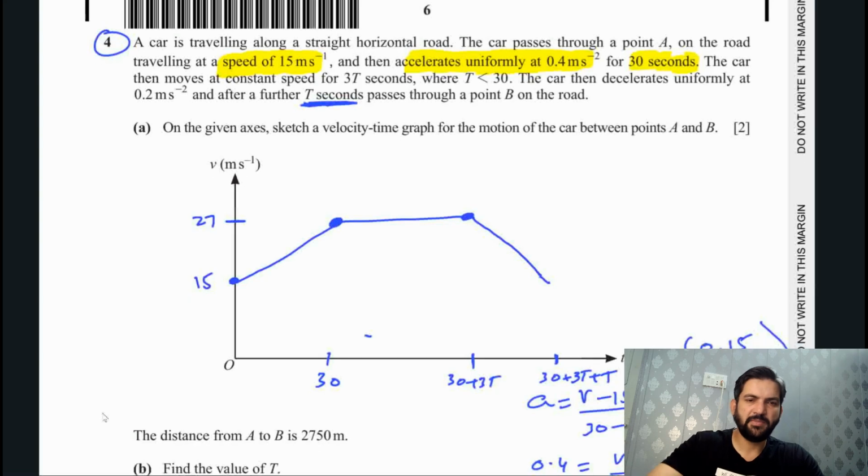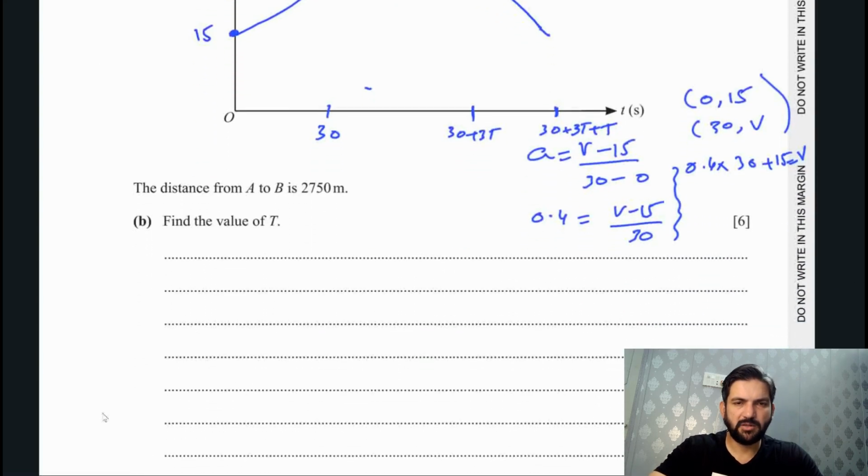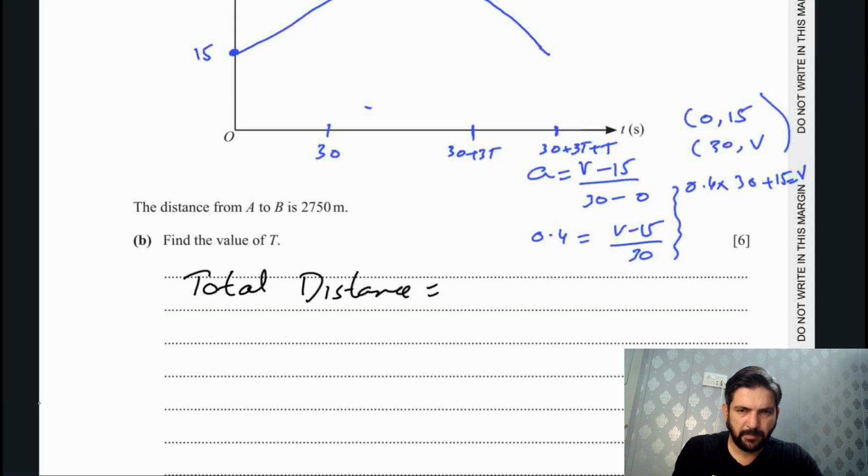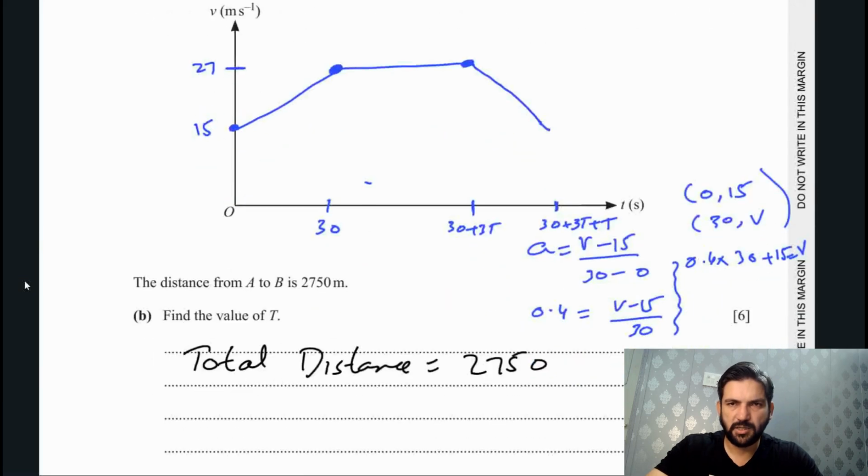The distance from A to B is this. Find the value of t. Now, how can you find the value of t? You know that the total distance is 2750. Now, how can we find out the value of t?